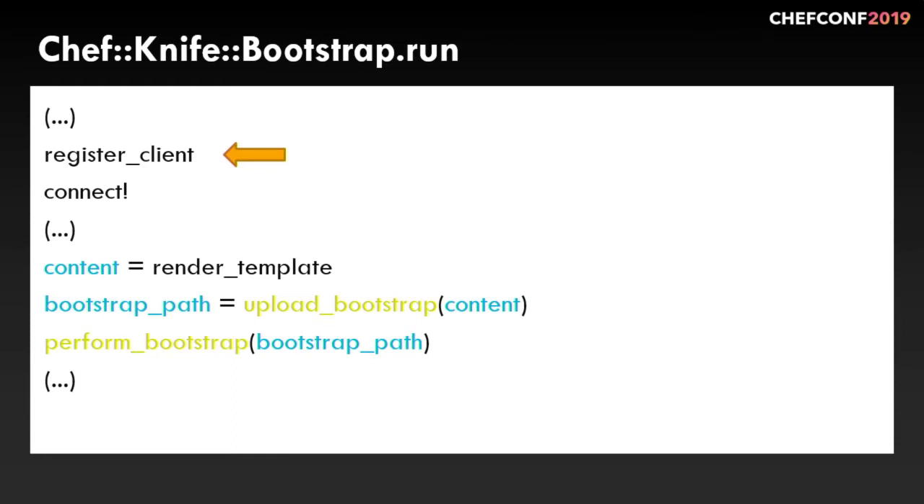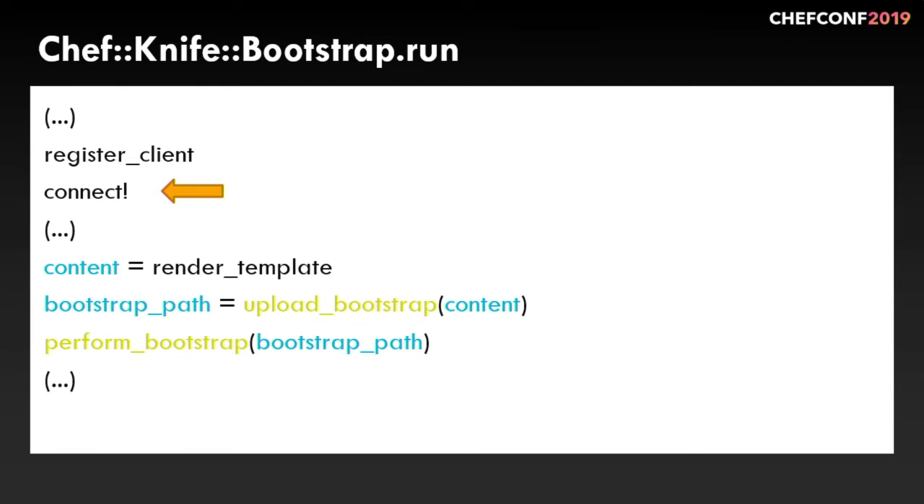Register client. That does exactly what it sounds like. It creates the client object and also the node object, except if there's a validator present, in which case it does nothing because the validator gets copied over later. We should also define here what the client and node objects are. The node object is the one with all the attributes, the run list, the policy, etc. And the client object is just an RSA key pair, which is used to authenticate the node to the Chef server.